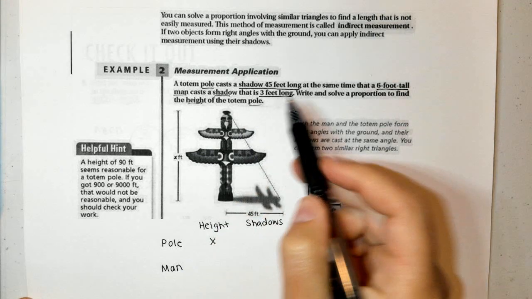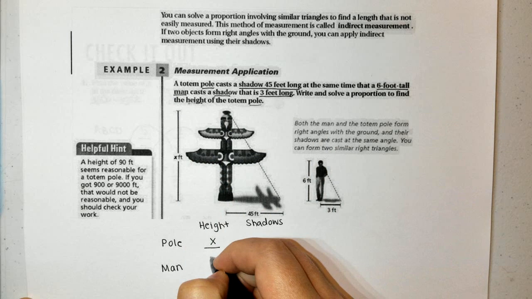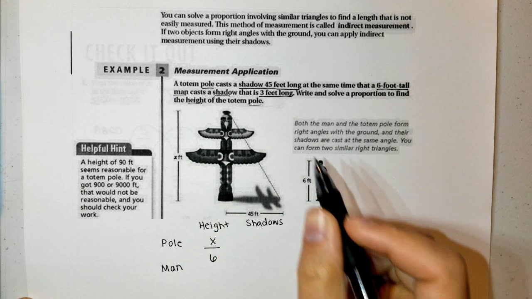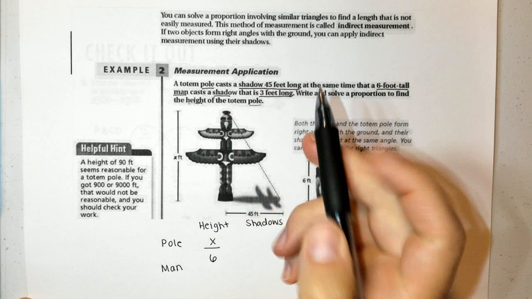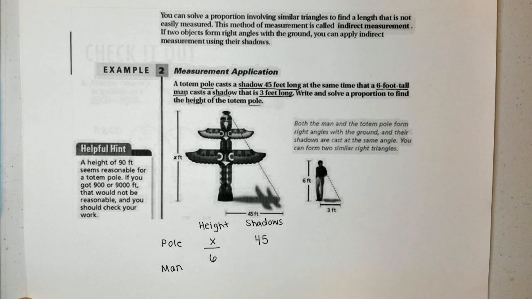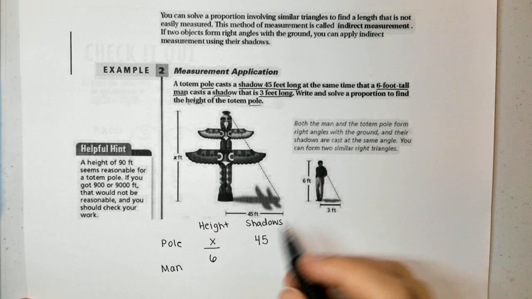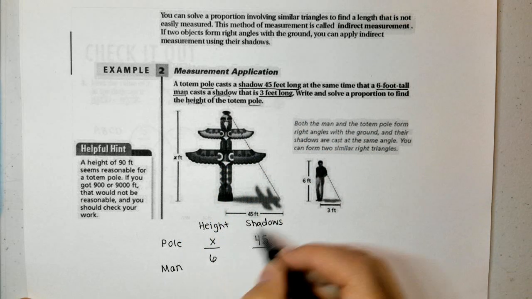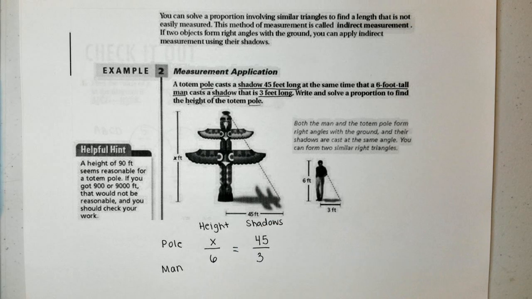Height of the man. A 6 foot tall man. So man is going to be 6. Shadows of the pole. The pole casts a shadow that is 45 feet long. So pole shadow, 45. A 6 foot tall man casts a shadow that's 3 feet long. So the man's shadow is 3 feet. So we have these two ratios, x over 6 equals 45 over 3.